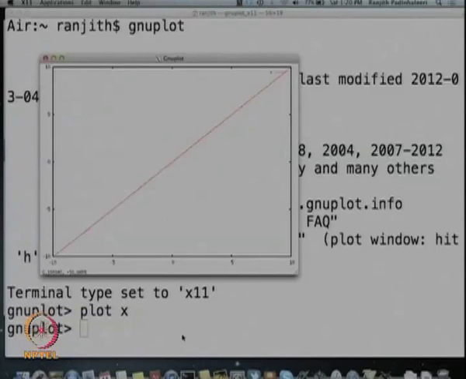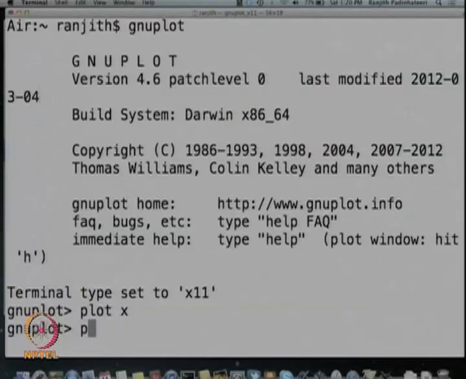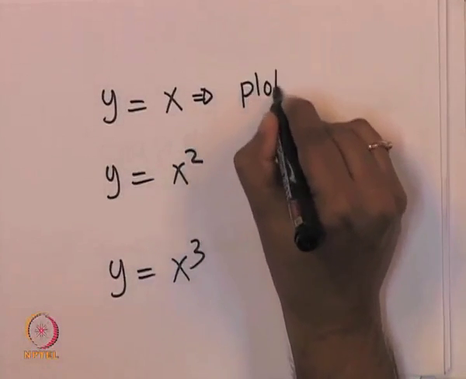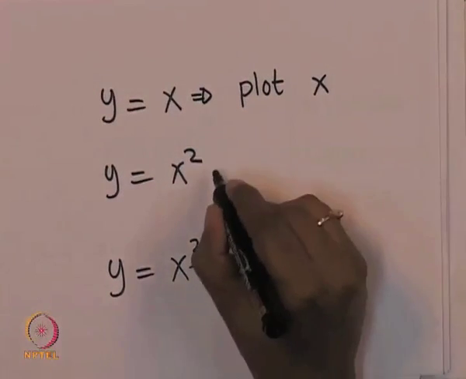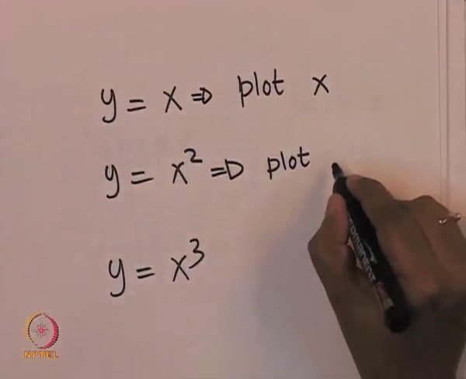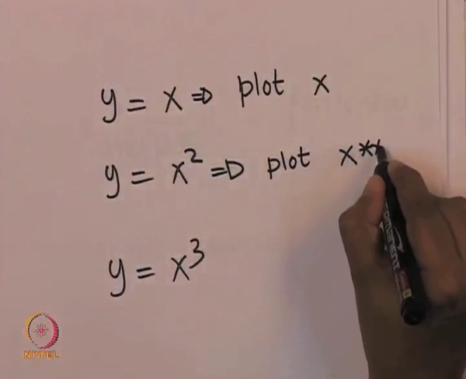Now, if you want to plot x square, you go back here and say plot space x. For square it is star star and 2. For anything, x power n, you have to put 2 stars, that means power. So, x star star 2 means x square. For this, you say plot, everything is small letters, plot x star star 2.